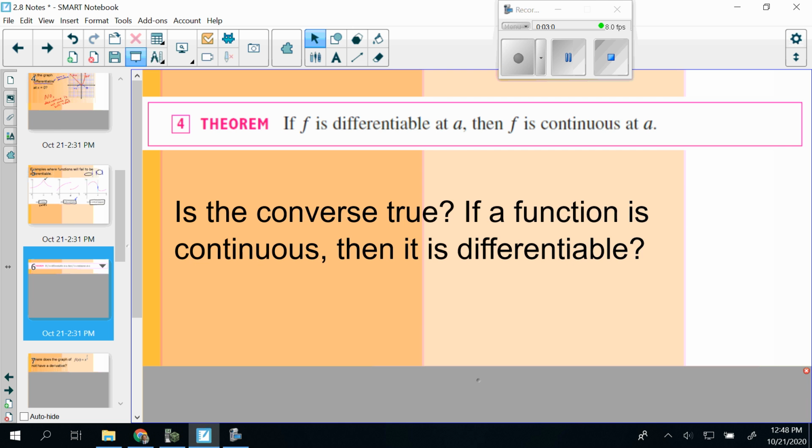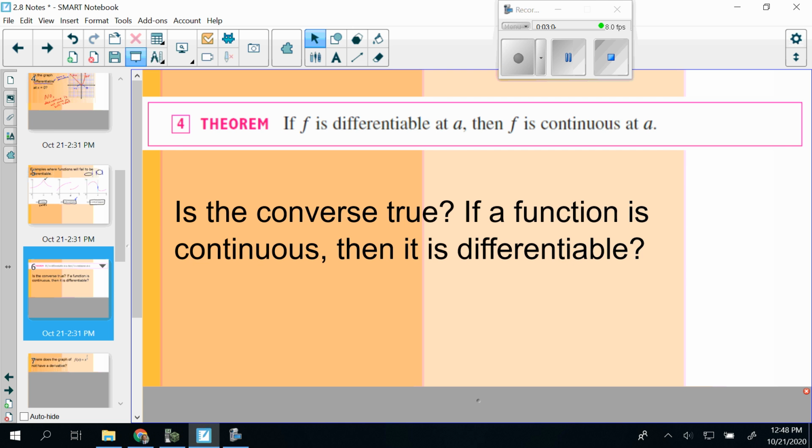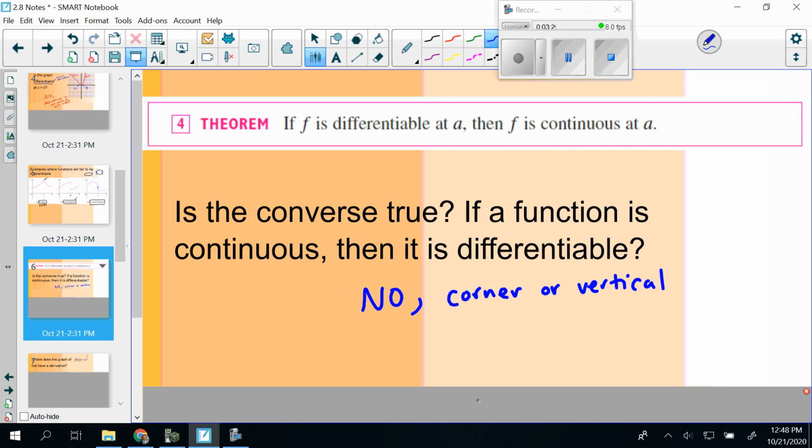So anytime in a problem they tell you something is differentiable, you know it's going to be continuous as well. Is the converse of this statement true? If a function is continuous, then it is differentiable. Hopefully in your head you are thinking no. What is a counterexample that would prove that the statement's not true? A corner would be an example, or a vertical part to your graph. Both are counterexamples here. Corner and vertical part, it's continuous, like we saw before, but not differentiable.